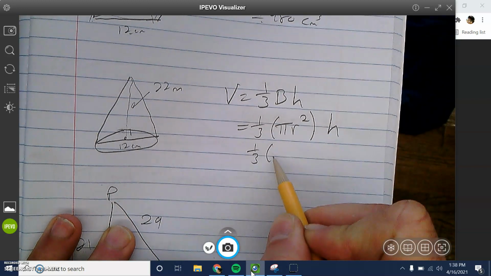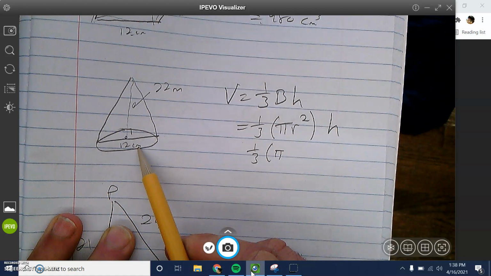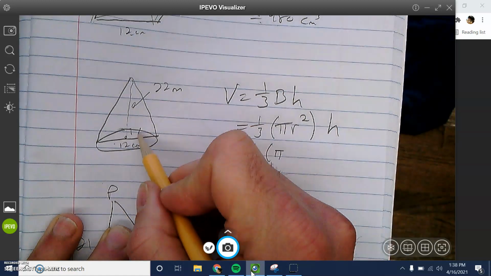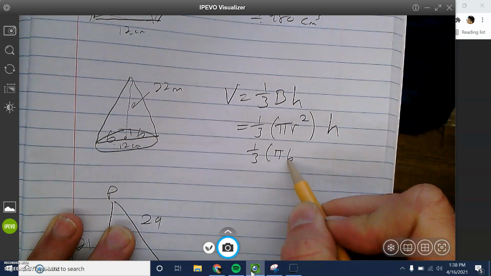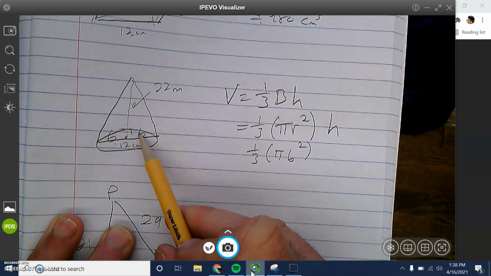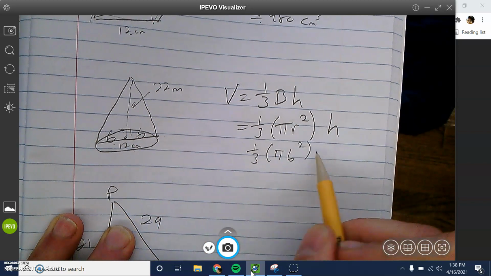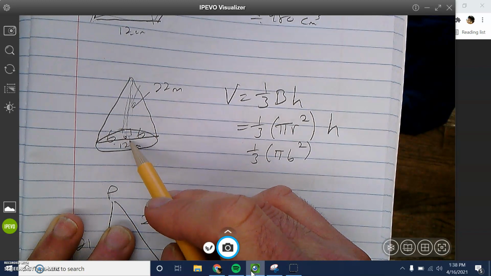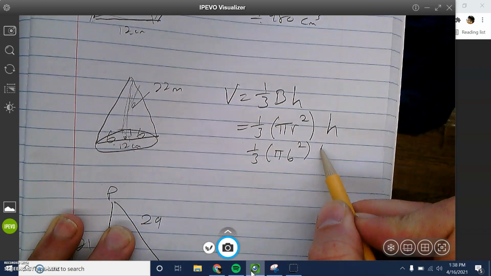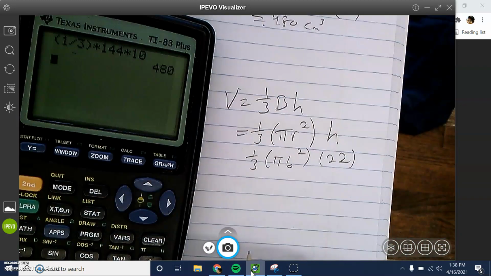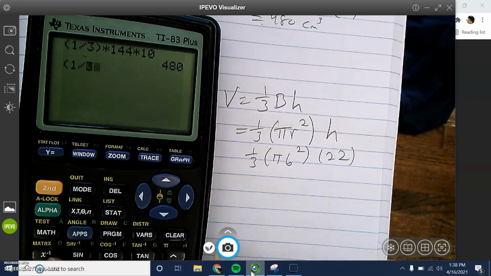Okay, 1/3 pi. What's the radius? 6, because 12 is the diameter, so it's 6 squared. It's not 12. Radius is half the diameter. So the height is right here, perpendicular to the base, which is 22. Okay, let's try it.